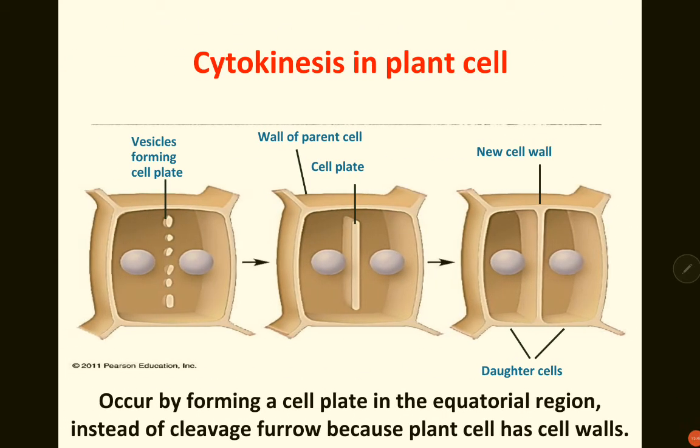While cytokinesis in the plant cell is by forming the cell plate. The cell plate forms because the cell wall is not able to be pinched apart. So they form the cell plate in the center here instead of a cleavage furrow because of the cell wall.